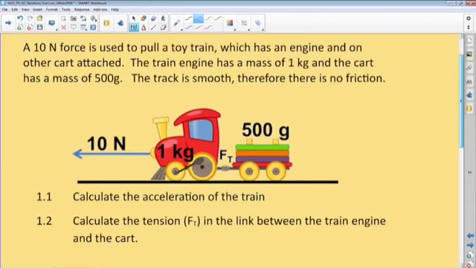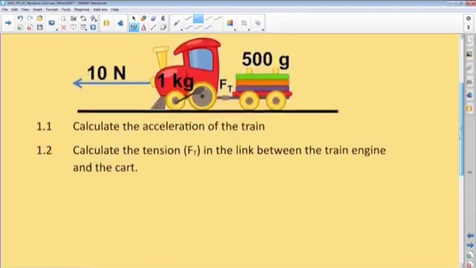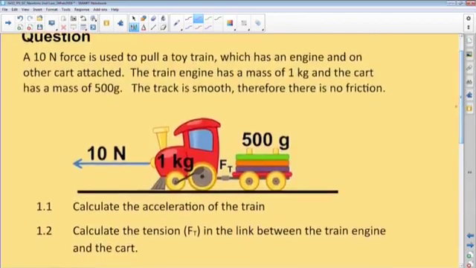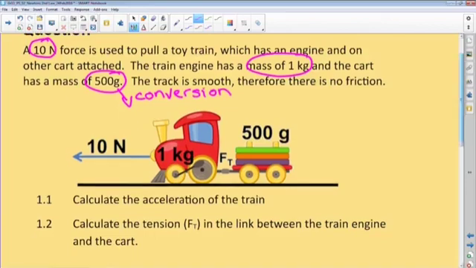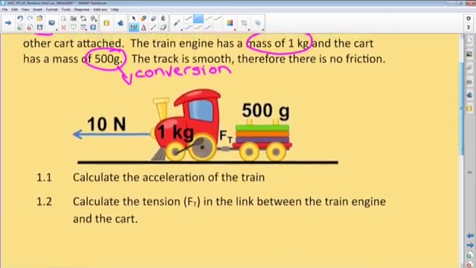So let's have a look at the information that we've got. Firstly, we've got a force of 10 newtons. We've got the mass of the engine, and we've got the mass of the cart. Now remember, in our calculations, mass must always be in kilograms. So you're going to have to do a conversion, from grams to kilograms. Okay? Have a look at our cute little picture. I wish I could go on a train like this. This looks fun.